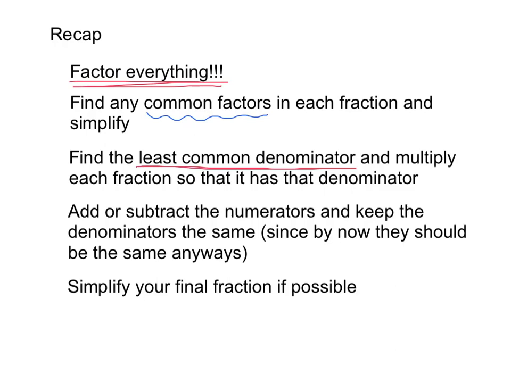Once you have your least common denominator, you're going to multiply each fraction so that it has that least common denominator. Then, just like any other fraction problem, you add or subtract the numerators as you normally would, and the denominators remain the same. Once you finally do that, you can simplify your final fraction if possible. Sometimes this wasn't possible, sometimes it is possible. So those are the steps to adding and subtracting rational expressions.